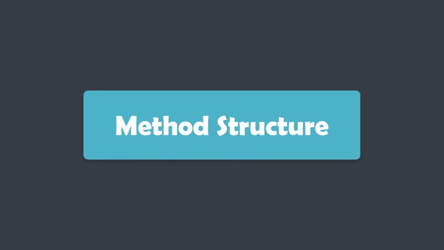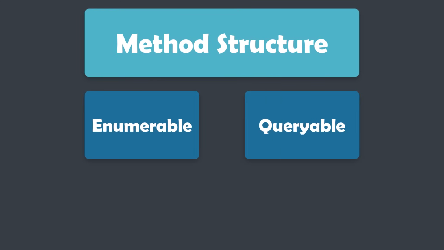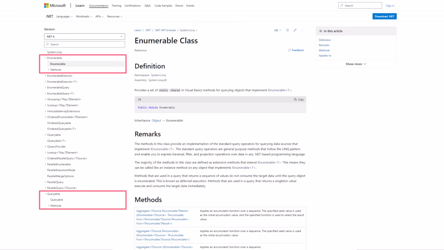Method structure. In the previous video I showed you which classes contain all the methods which we can use to write a LINQ query. These classes are Enumerable and Queryable. You can check the methods in the Microsoft documentation under these two classes. I changed the programming language here to VB.NET, because we will discuss LINQ using VB.NET in this course.